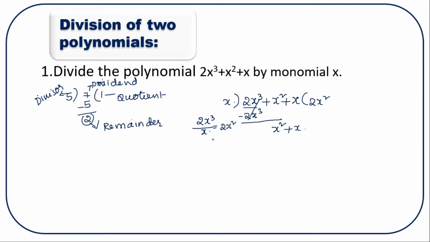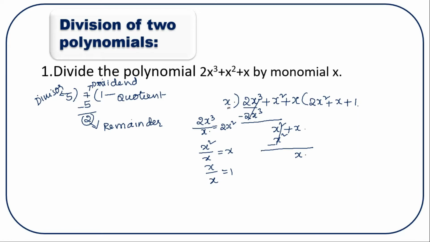Now divide x square by x. What will we get? x. So we have to write that x in the place of quotient. x into x, x square. Now subtract. Both will get cancelled. We have to bring down the other term. Now divide x by x. We will get 1. That 1 you write in the place of quotient.